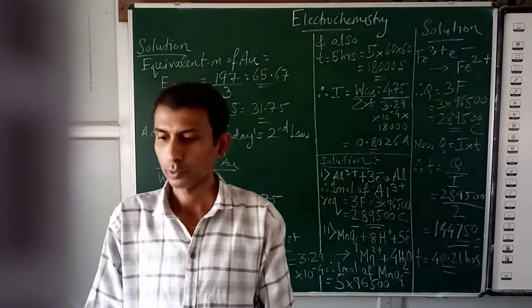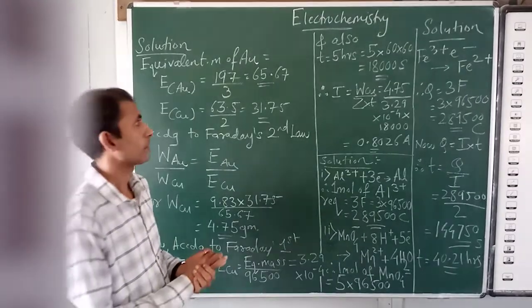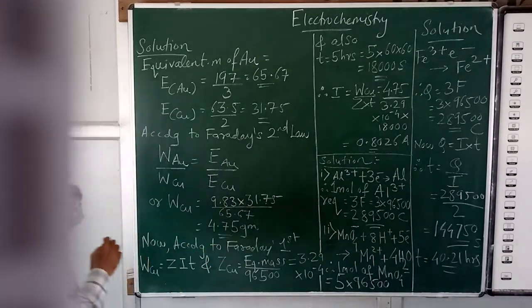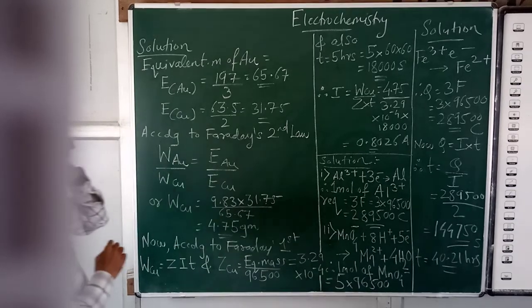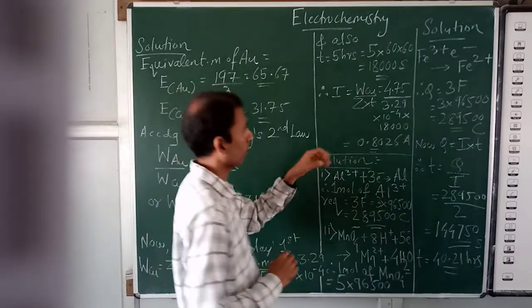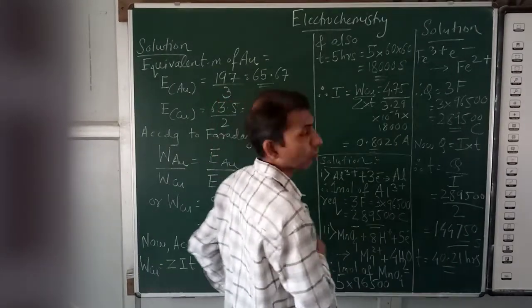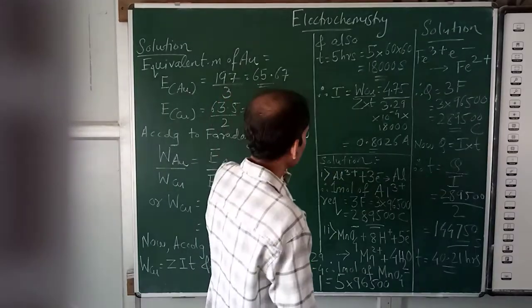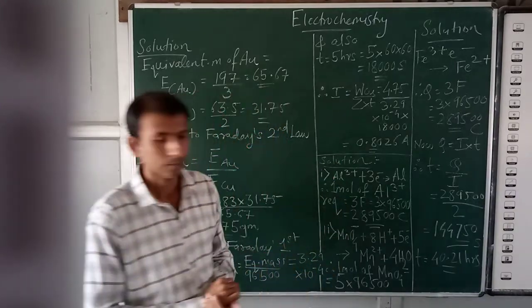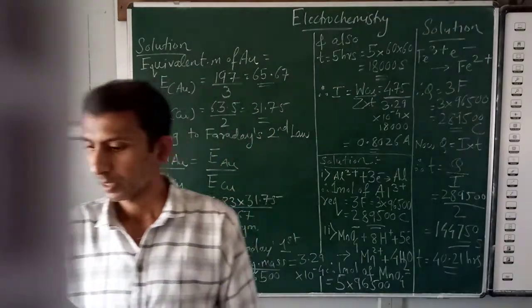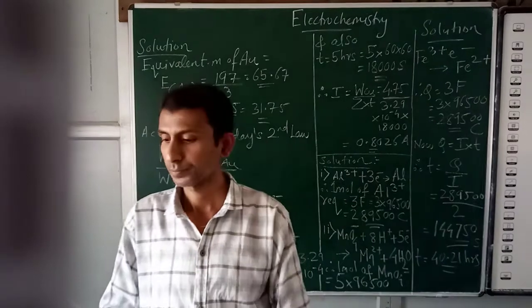Okay, so this was your first solved numerical from the text, and of course the final answer you have to cross check when you practice these problems. Now the second numerical question given is second numerical.